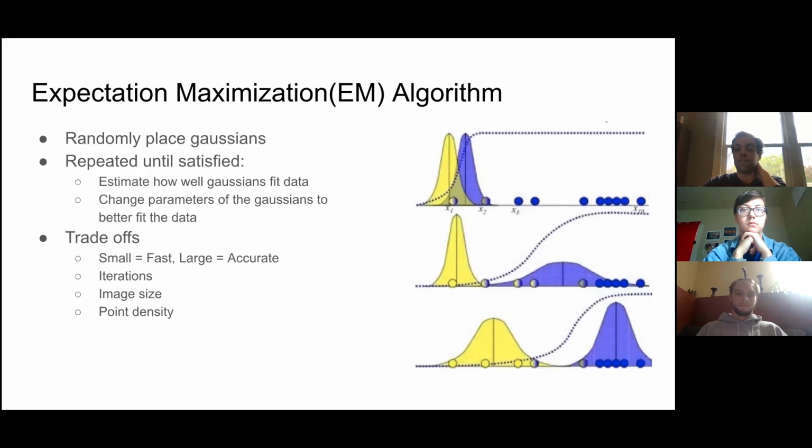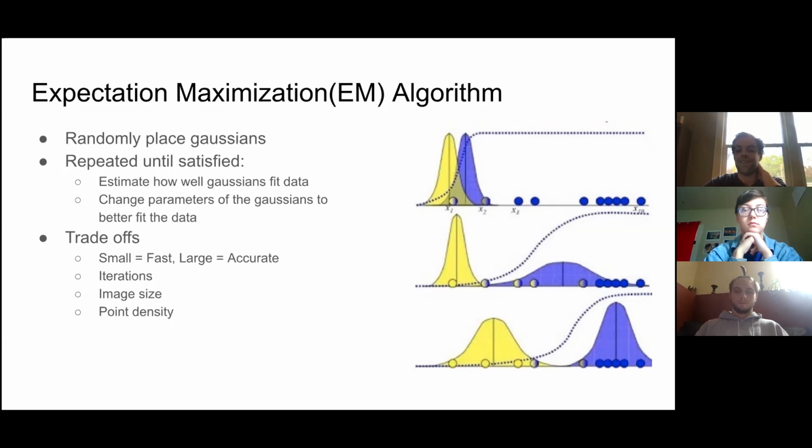And on the right, you can see graphically how this algorithm will work. The first picture is the initialization step where we randomly place our Gaussians. In this case, we have 2 Gaussians, one that's yellow and one that's blue. And you can see the data points across the line are shaded differently of yellow and blue to show how much they are a part of each of the 2 distributions. The ones that are closer to the yellow will have more yellow, and the ones that are closer to the blue will have more blue.